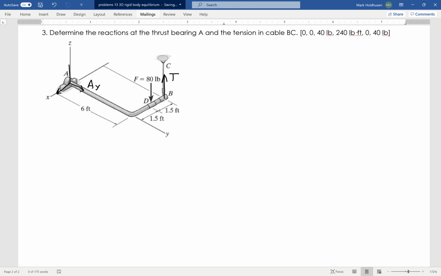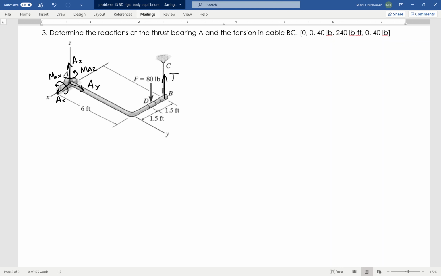Now, obviously, I can't move in the x or z direction, so I've got an AX and an AZ there as well. Okay, now let's talk about the rotation. Clearly, it's free to rotate about the y-axis. However, I can't rotate either about the x or the z-axis. So I'm going to have a reaction moment MAZ and a reaction moment MAX as shown there. That should be an A, not an X. Okay, so there is what my reaction forces look like.